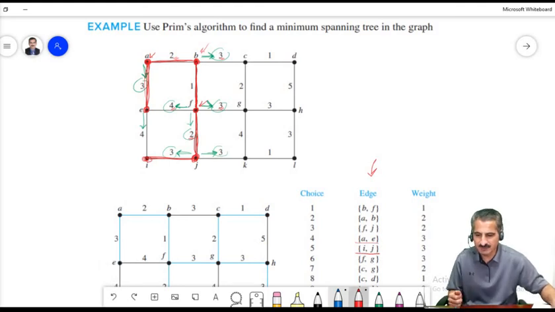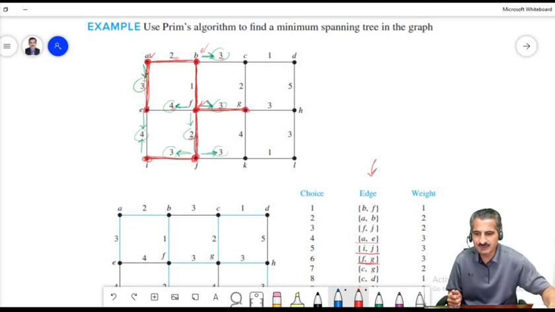Now I has joined the tree, and I can see from I an edge going to 4, so I have this value added. Okay, now from B I can see an edge with the 3. Same thing from F and from G, so we will choose this one. You can choose any one of them, so we are choosing this.